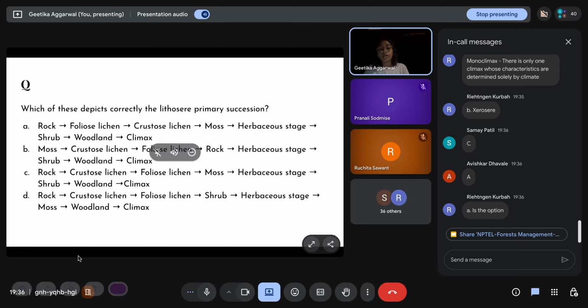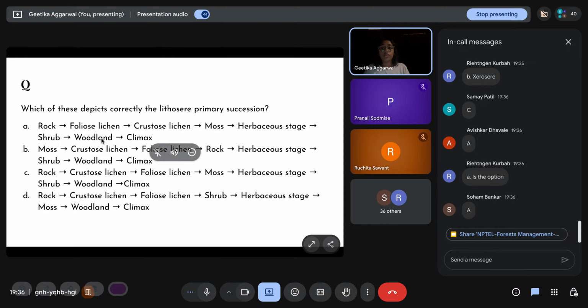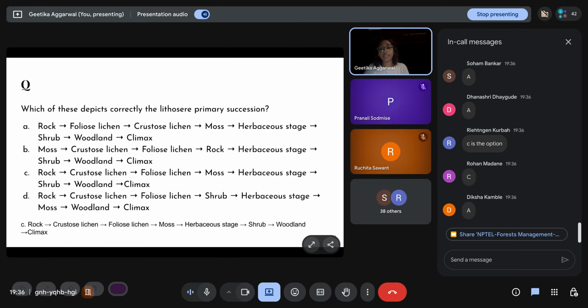A lot of people are saying A is the answer. A has rock, foliose lichen, crustose lichen, moss, herbaceous, shrub, woodland, and climax. Then C has rock, crustose lichen, foliose lichen, moss, herbaceous. So everything is the same. The only difference in these two is crustose lichen and foliose lichen. So can you tell me which one comes earlier? Is it crustose lichen or is it foliose lichen? That will decide whether A is the answer. So the answer to this question is actually C. Basically, crustose lichen comes before foliose lichen.